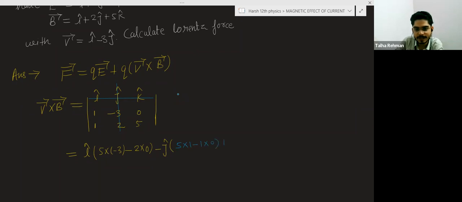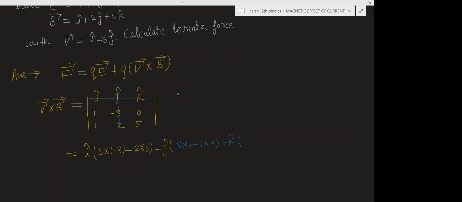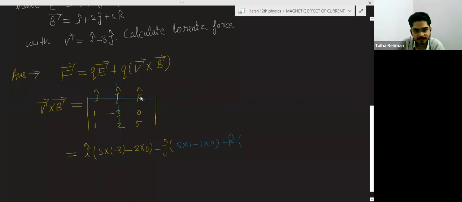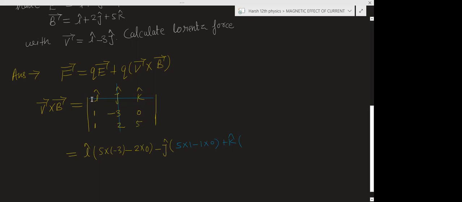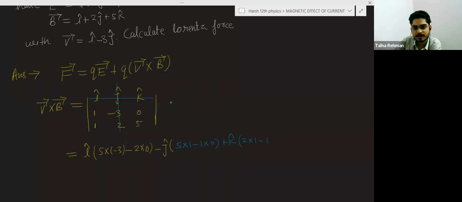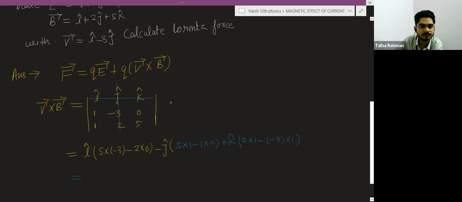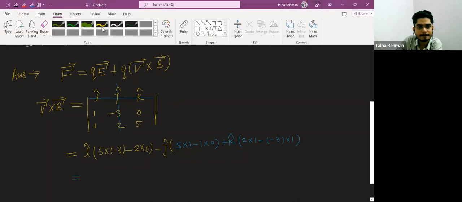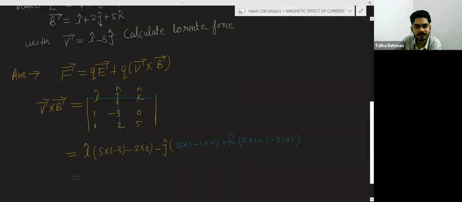Now for K cap, again you will write here plus K cap. We'll hide the row, you will hide this row, K cap row. So do 2 into 1 and 1 into -3. 2 into 1 minus of 3 into 1. Now we can calculate this. So we will get the answer.